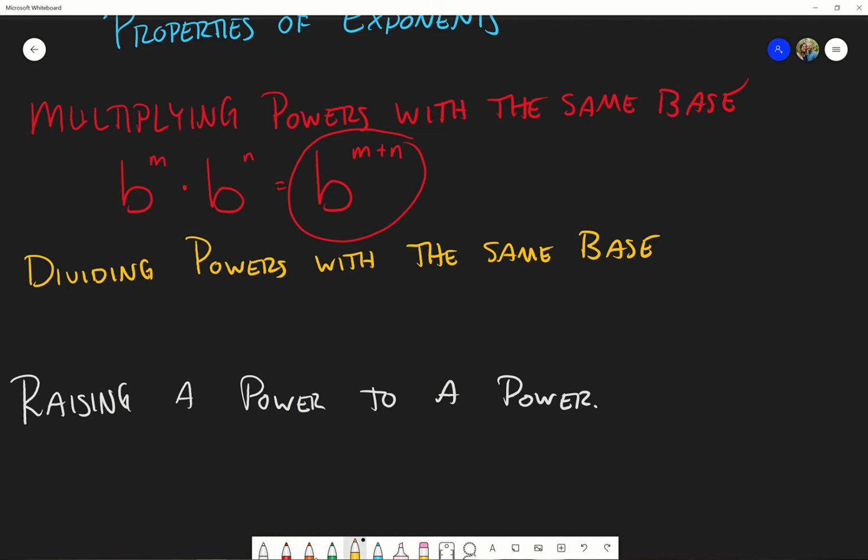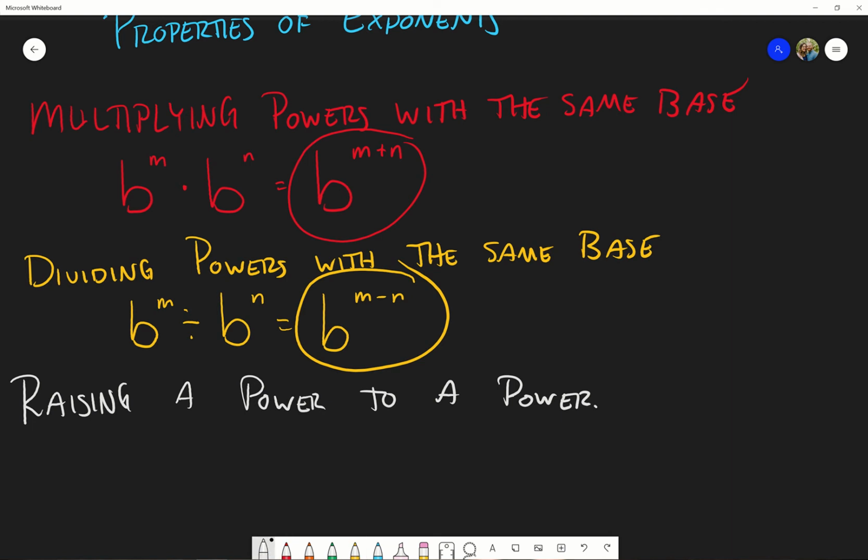With dividing, b to the power of m divided by b to the power of n, we're going to do the opposite. We're going to do b to the power of m minus n. And so this would be our answer when we're dividing. As long as the base is the same, if we're dividing, we subtract those exponents.